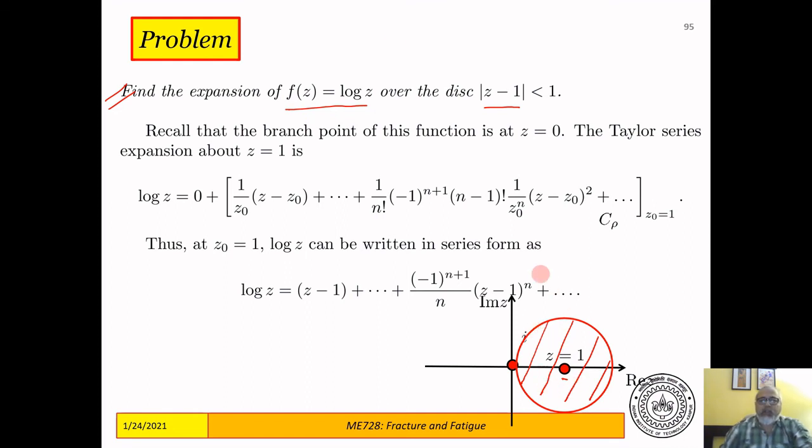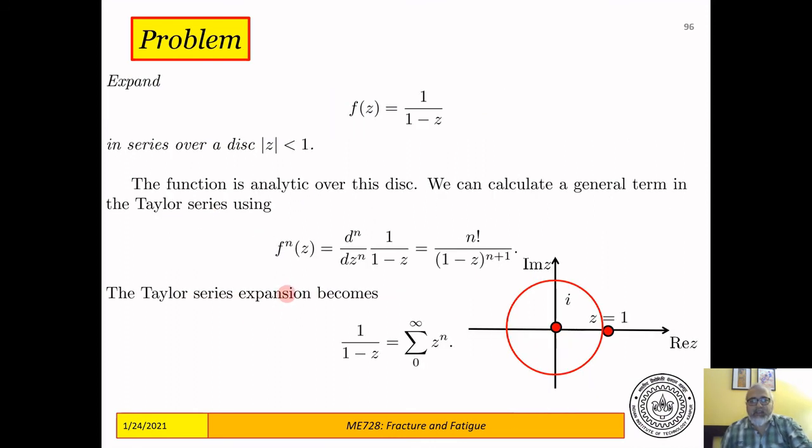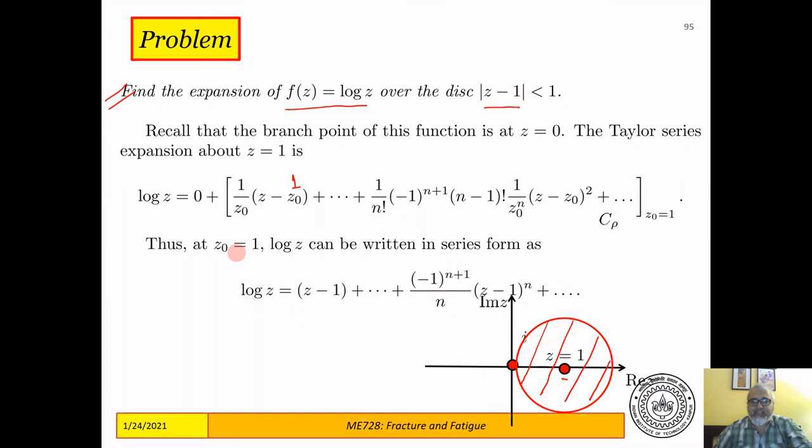Within this circle, log z is analytic because the circle does not contain the branch point at the origin, at which log z is not analytic. So over this, you should be able to expand it in a Taylor series about z0 equal to 1. This is the series that you will get. This is the series expansion of log z that is valid inside this domain.